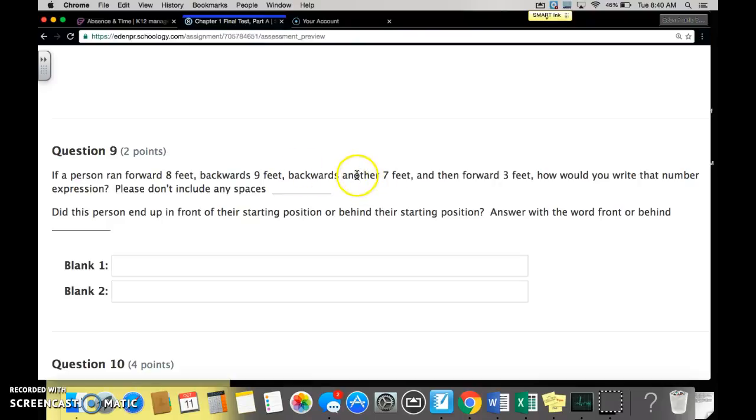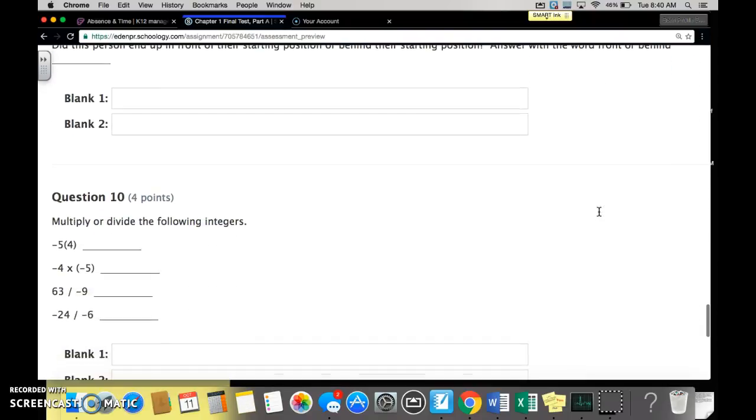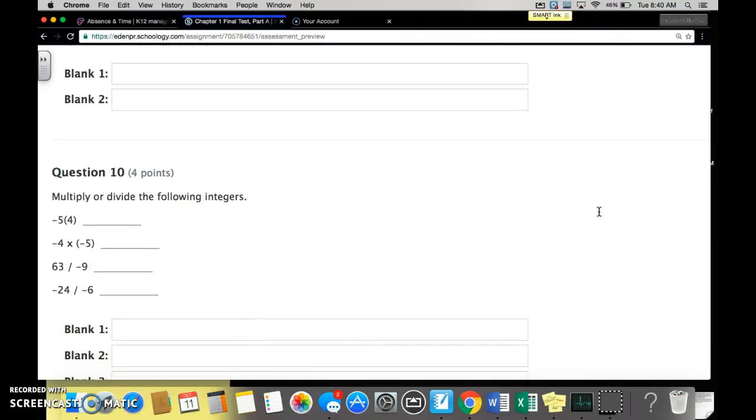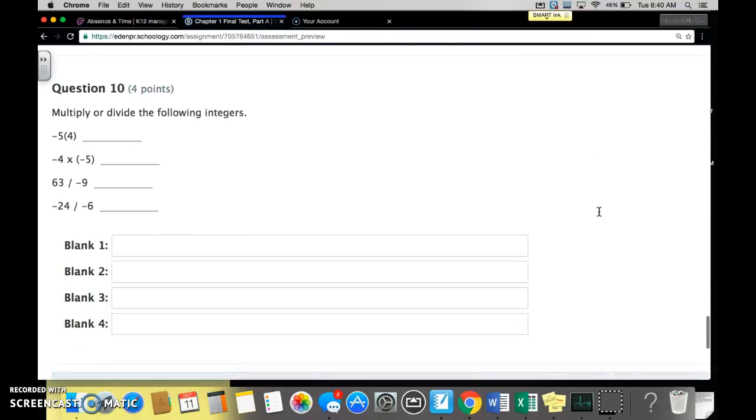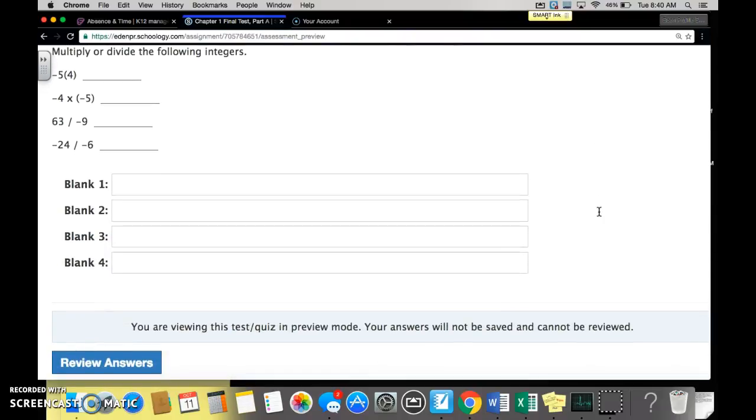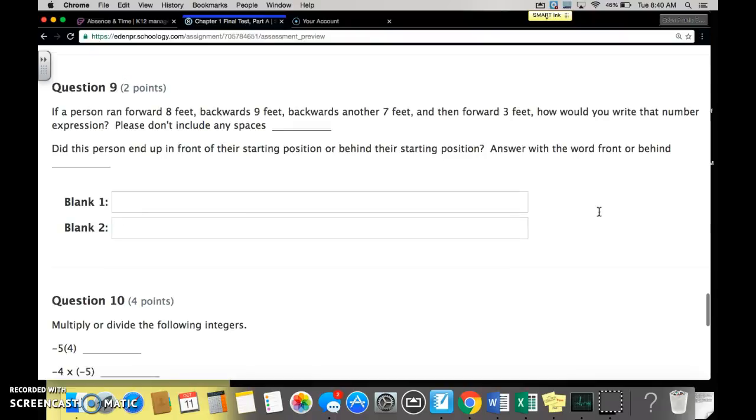No spaces. The second part says, did the person end up in front of their starting position or behind their starting position? Use the word front or behind for your answer. So after you write the number sentence, you're going to figure out if they were in front or behind their starting position, and write front or behind for the second blank. Number 10 is simply multiplying the integers given to you and filling in the blank. Pay attention to the positives and the negatives.